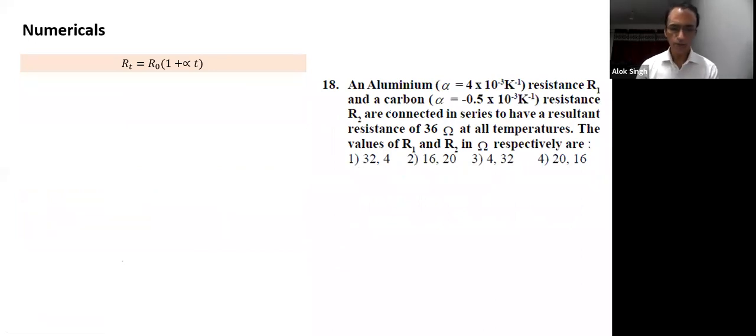This is slightly more challenging than the previous one. Here, two resistances are there. Read the question first. All of you read the question, then try and understand how to solve that question. Okay, again, in this case also, I'll give you a couple of minutes. See whether you can solve this question or not.